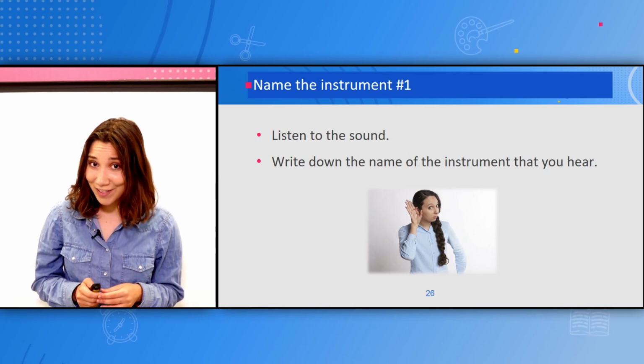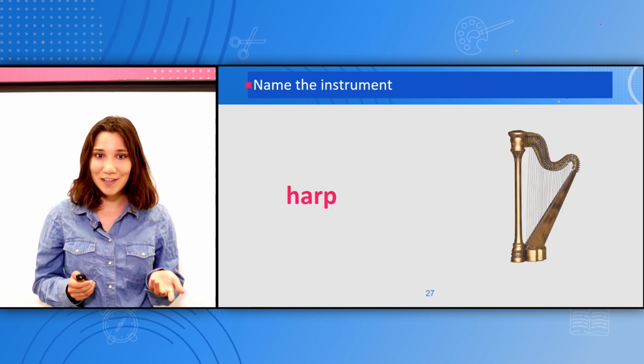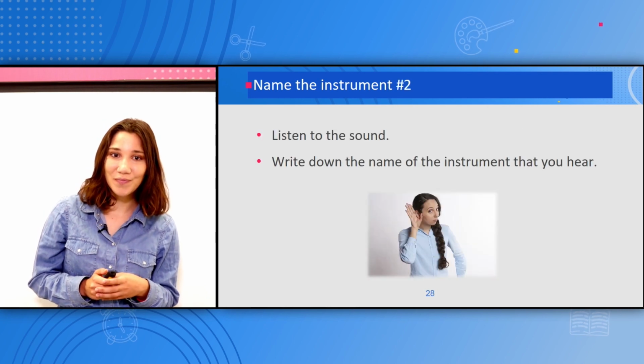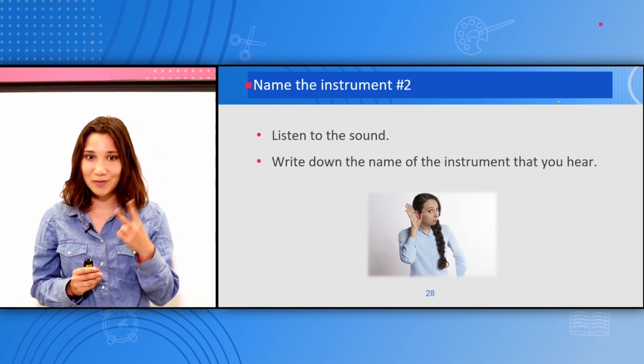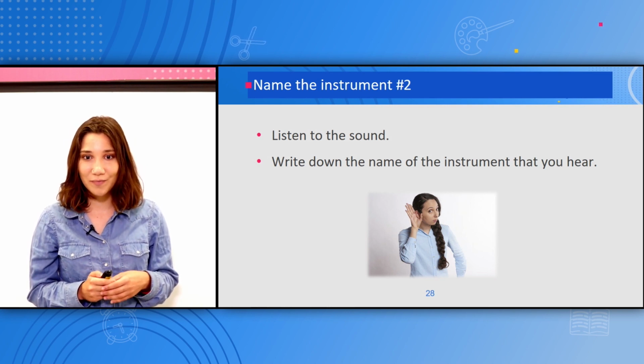Got it? You hear it? Let's check your answer and see how you did. This was the harp. All right, let's do another one. So instrument number 2. Listen to the sound and write down what you hear.